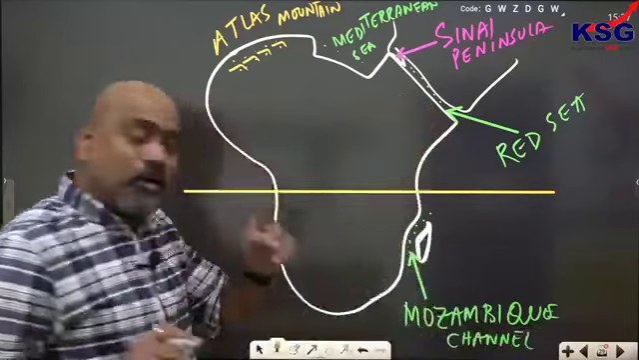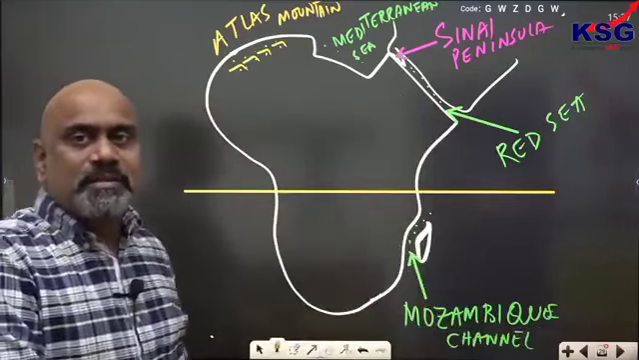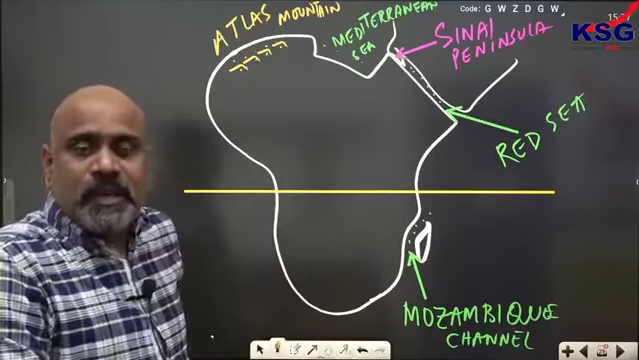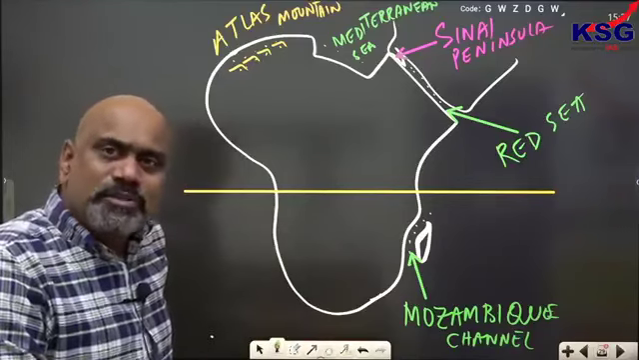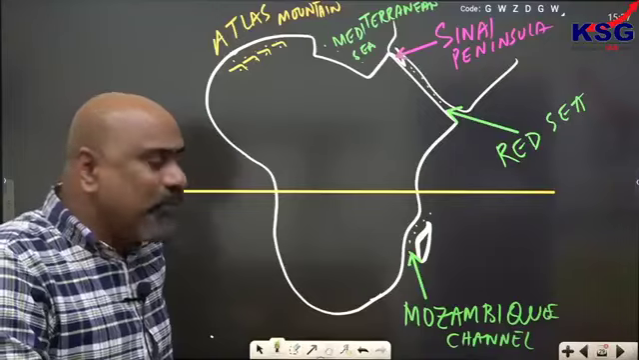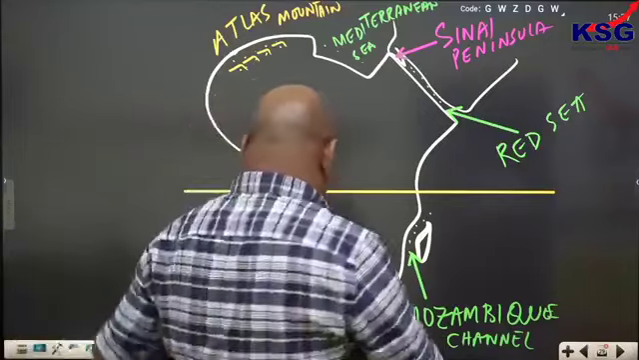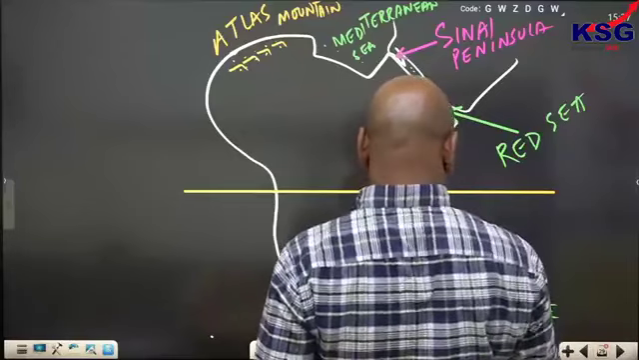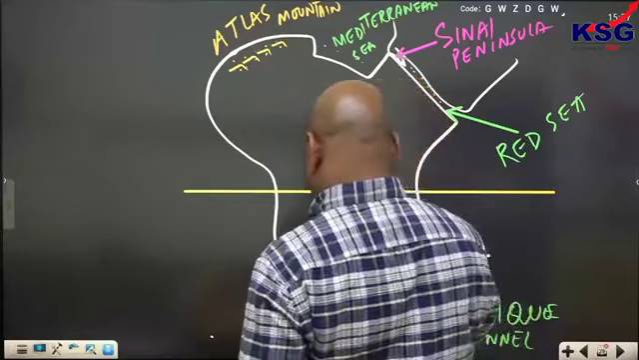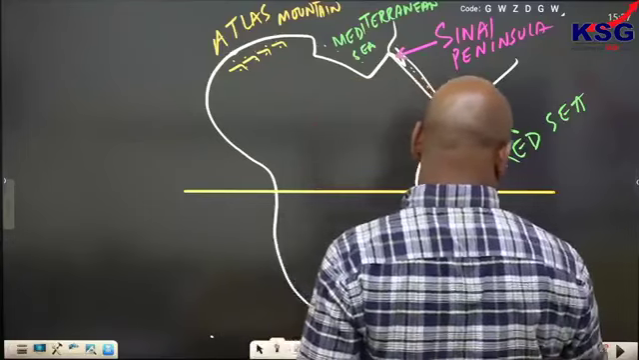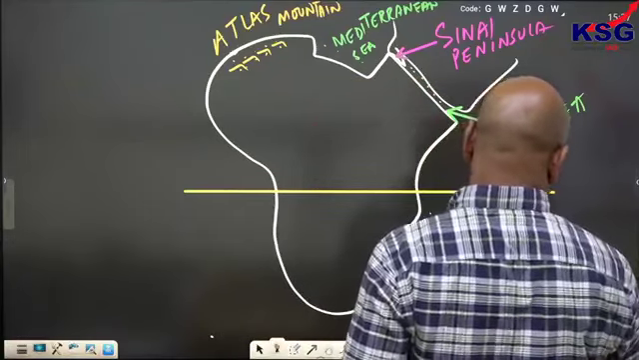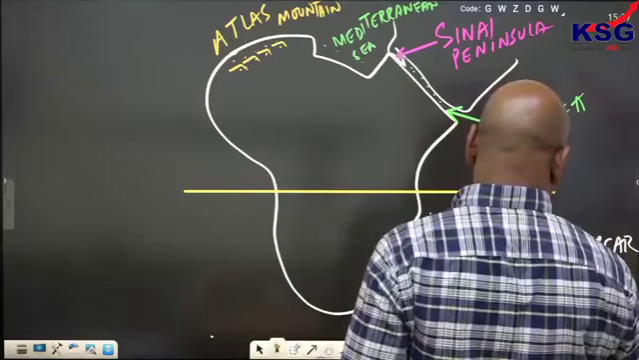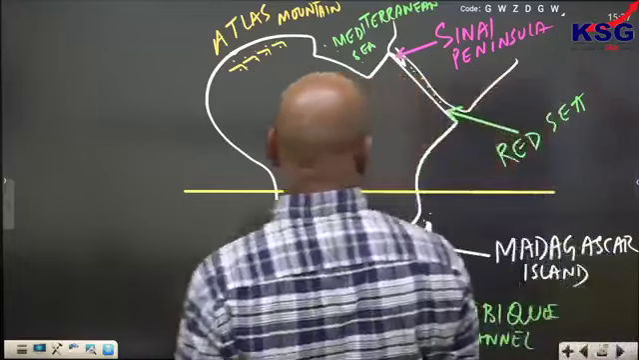What is a channel? A channel is a narrow water body which separates a continent or an island from the mainland. A narrow water body is also called a strait. A wider and deeper strait is called a channel. And one more thing here. What is this? This is Madagascar island, an island here known as Madagascar. I hope you got it.